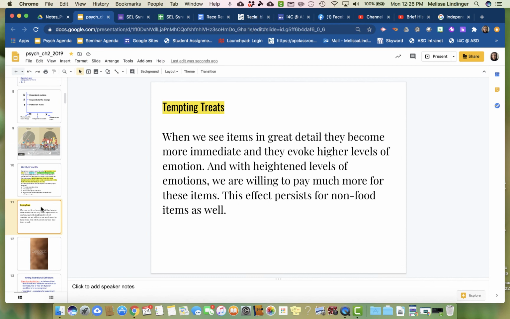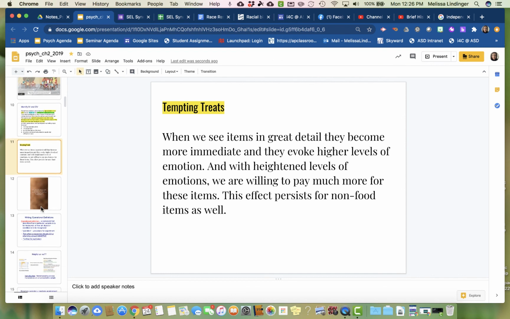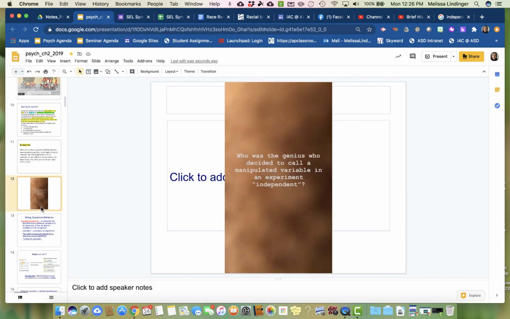And if you remember back to the irrational game, this was the outcome. I won't go over it again because we've already talked about it. Love this. Hopefully you get it. Who was the genius who decided to call manipulated variable independent? Get it? Ha. Someone who can be manipulated as an independent.